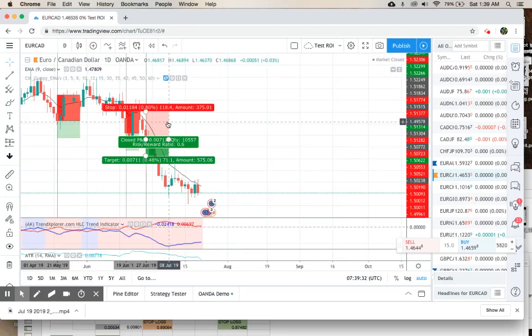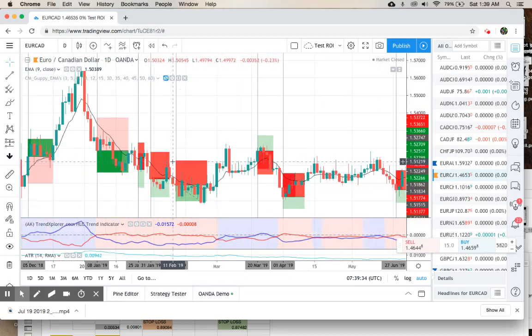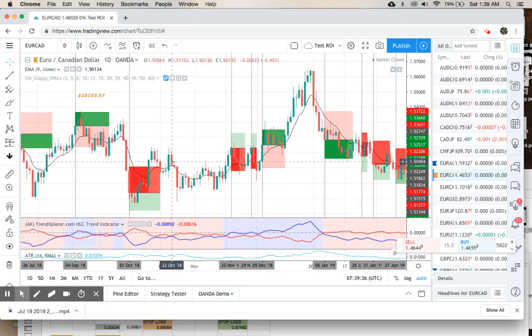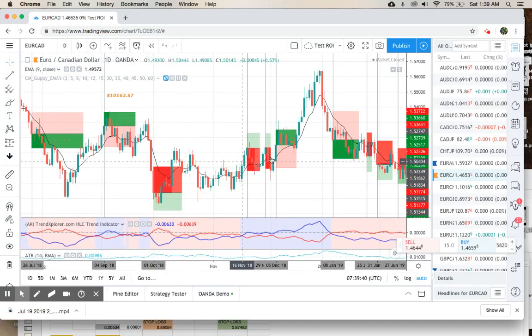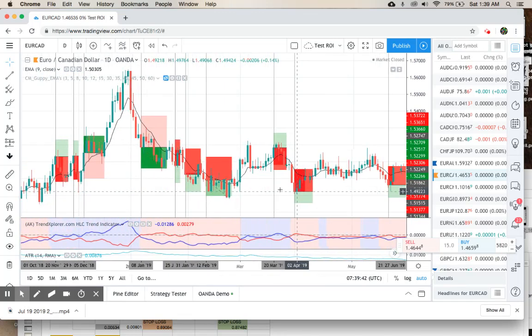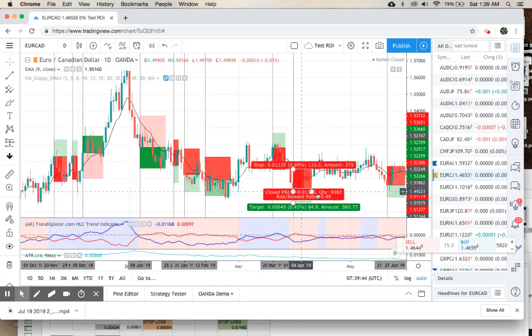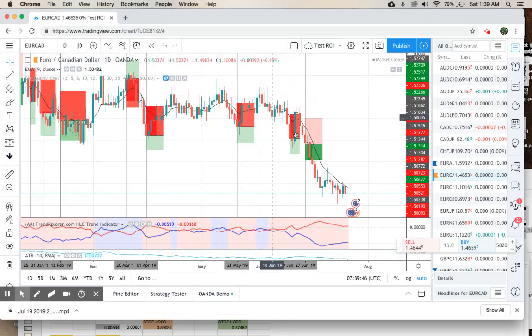But again, check this one out, which I haven't calculated yet. I just barely got the boxes in there. But look how many losses this one had. 1, 2, 3, 4, 5, 6, 7, 8, 9, 10. Oh, Lord.